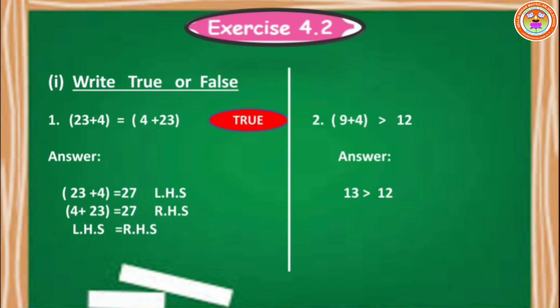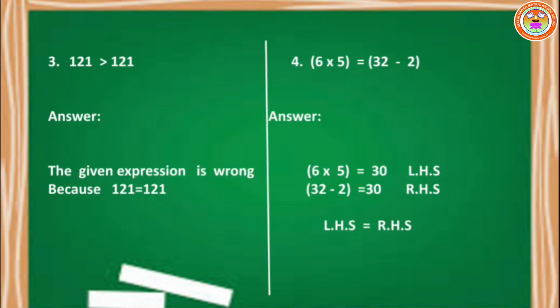Is it clear? See the second problem. 9 plus 4 greater than 12. What is 9 plus 4, students? 13. So 13 is greater than 12 only. So the given expression is true, right? Next problem. Third one. 121 greater than 121. Answer. The given expression is wrong. Why? Because 121 is equal to 121, but in the question they have given greater than, so this expression becomes false.